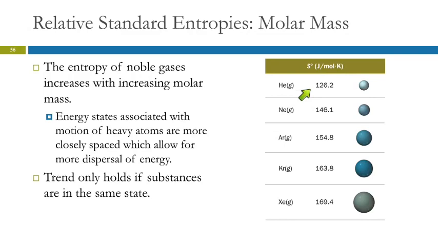So how does that work? The energy states associated with the motion of heavy particles are closer together than the energy states for lighter particles. And so at a given amount of energy, you can disperse the energy in more combinations with the same overall energy. Does that make sense? It kind of made sense to me. This is a trend that only holds if everything's in the same state. So you've got to compare solids to solids or gases to gases.